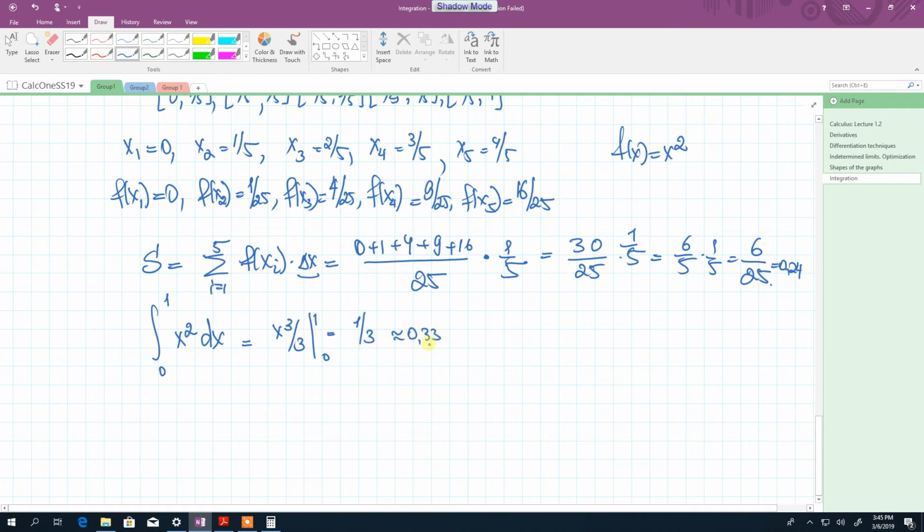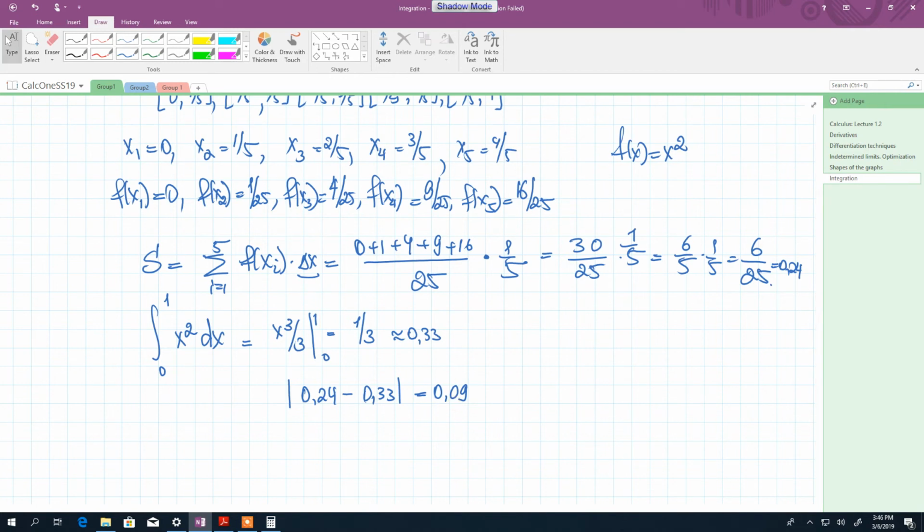What error are we making by approximating this? Our error is 0.24 minus 0.33 in absolute value, right? The error is equal to 0.09, right? This is the error which we made by approximately calculating the area, okay? So how to make this error smaller? Because our point is to calculate this integration approximately, right? But the error should be smaller by making n bigger, right?